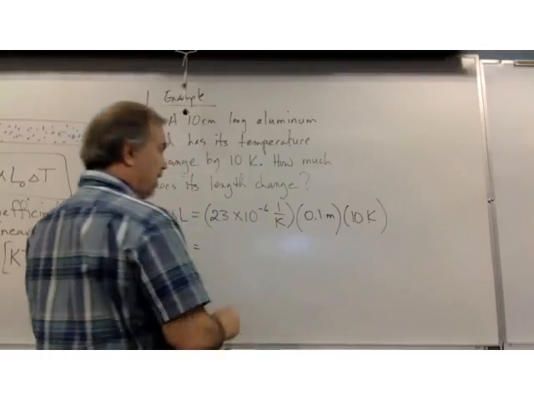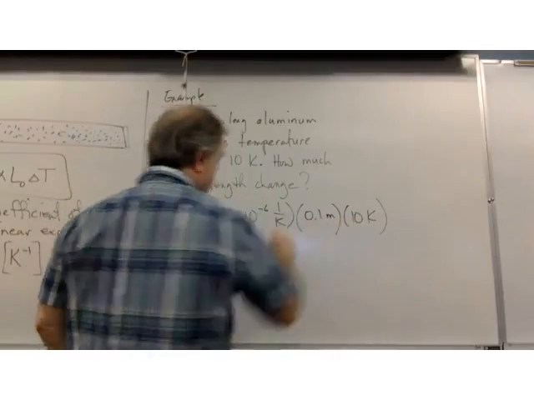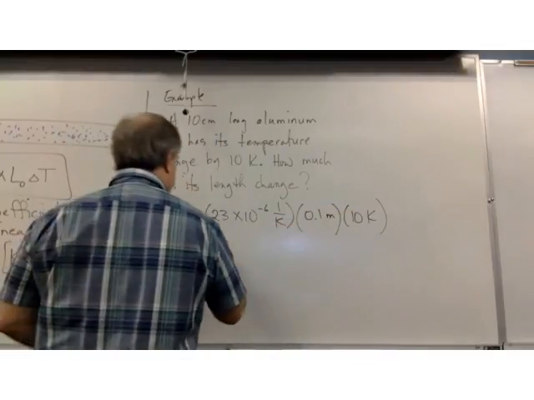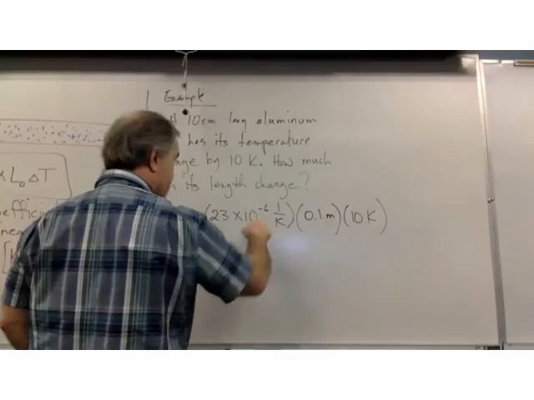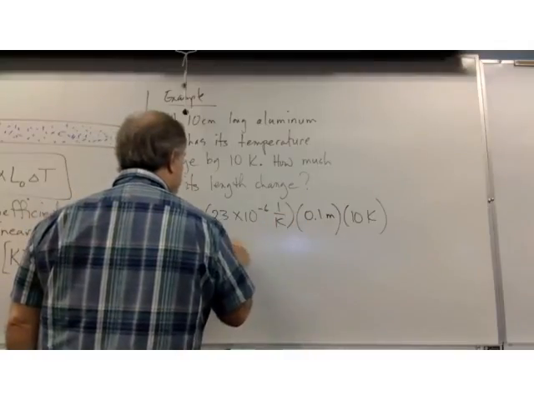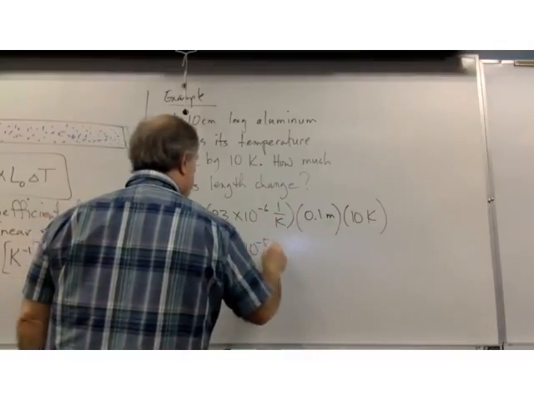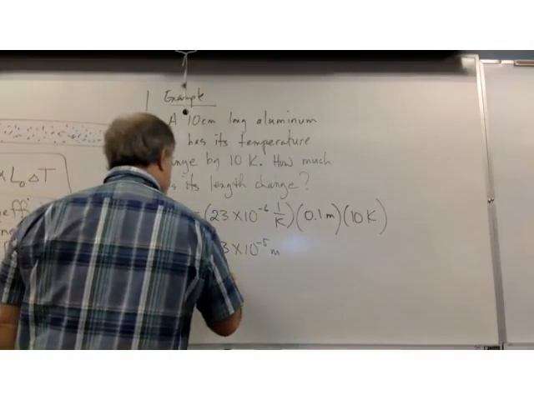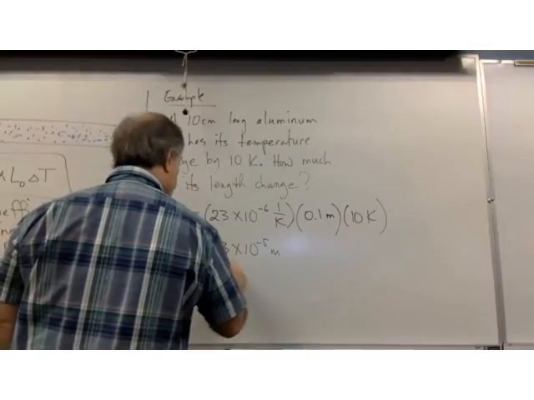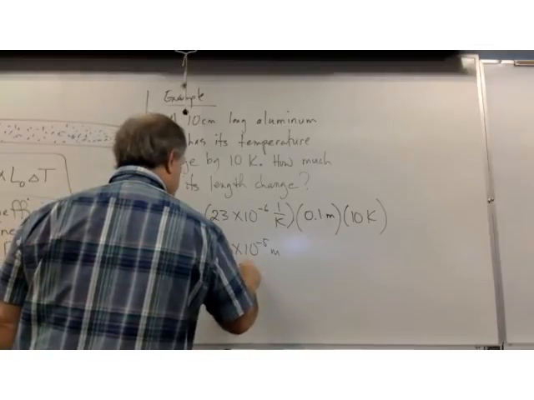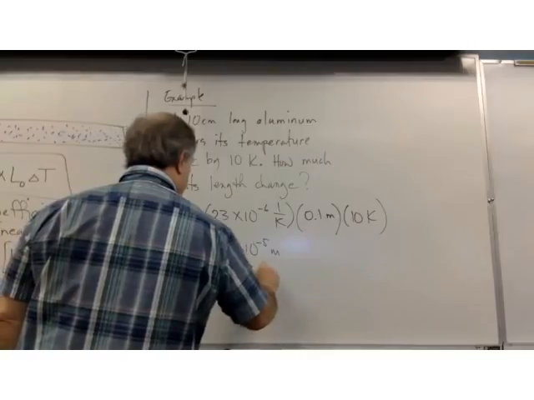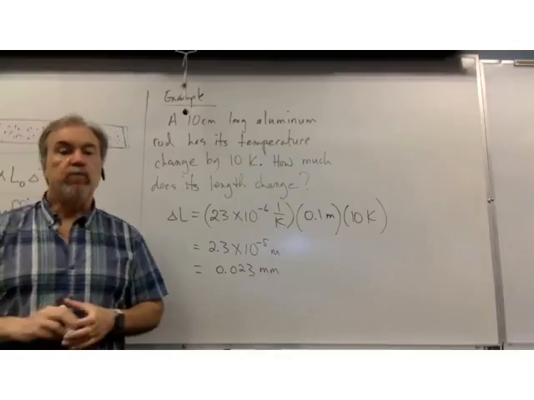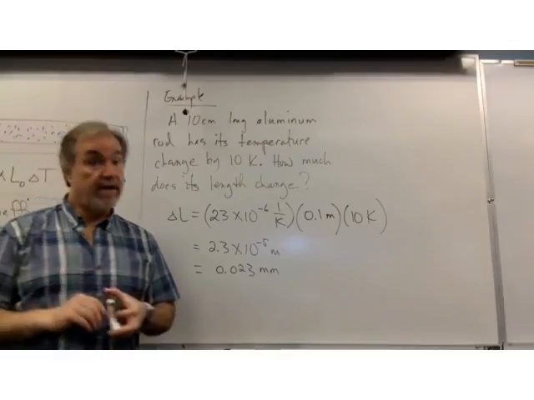And I worked out these numbers. Happily, 10 times 0.1 is just equal to 1. So this works out to be 23 times 10 to the minus 6 meters, or 2.3 times 10 to the minus 5 meters, which is 0.023 millimeters. So roughly 2/100ths of a millimeter, which is not large.